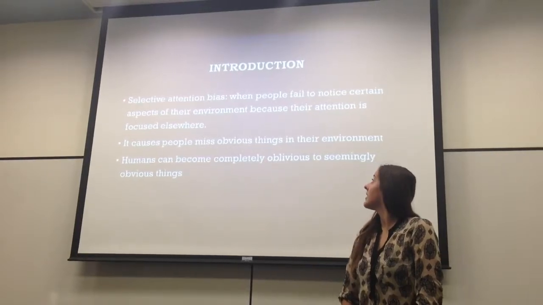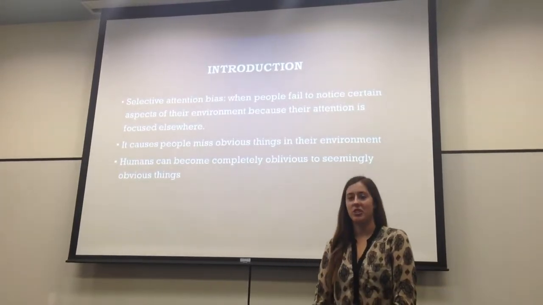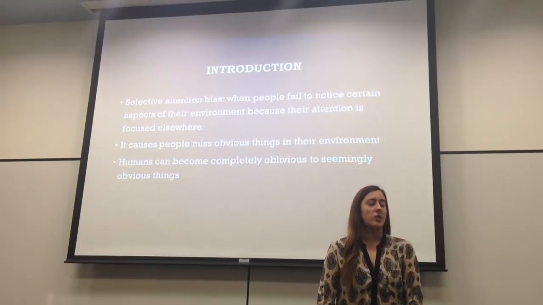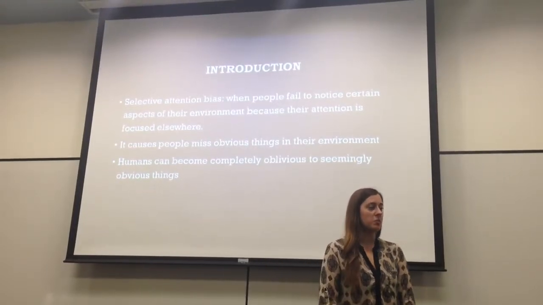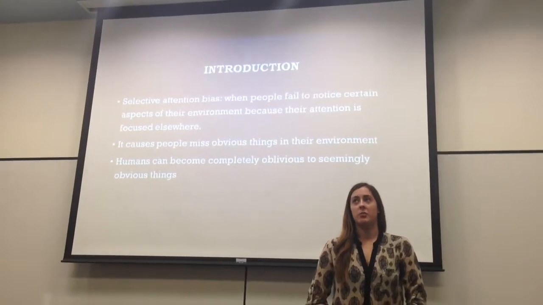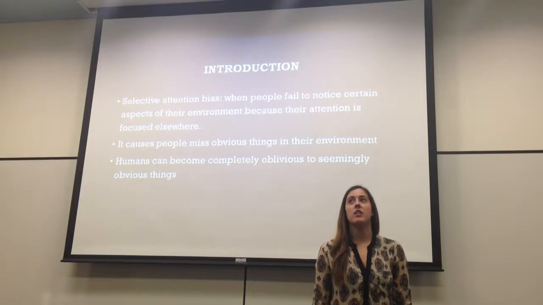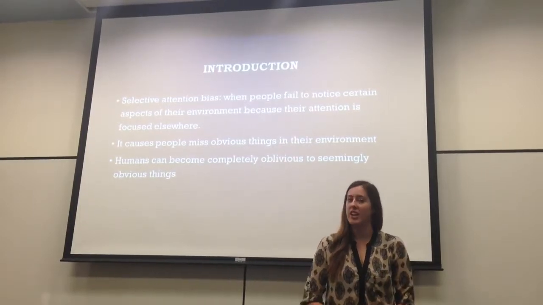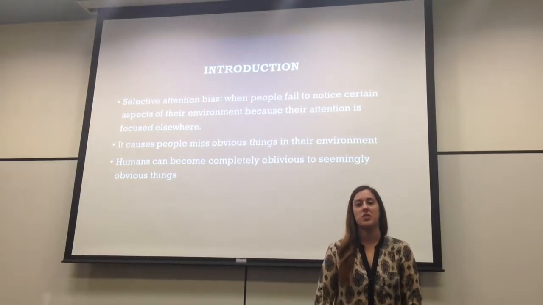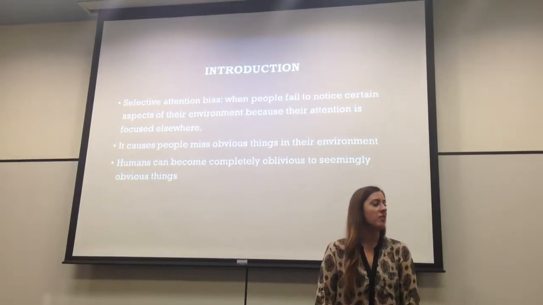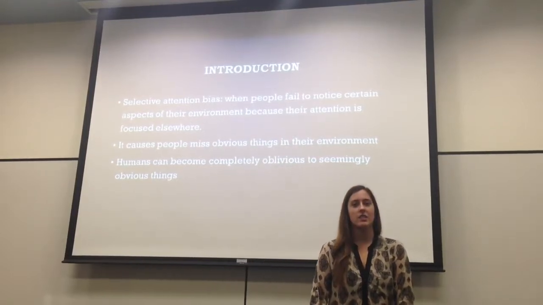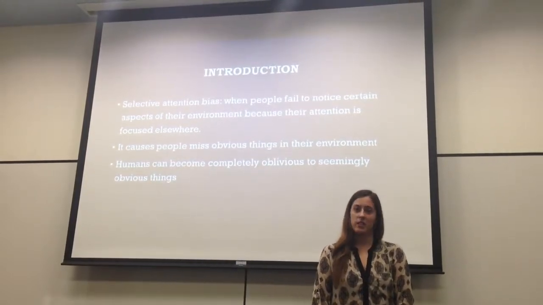Selective attention bias: when people fail to notice certain aspects of their environment because their attention is focused elsewhere. It causes people to miss obvious things in their environment. A study that we looked at showed how participants would not notice things when they were talking on their cell phone and had other distractions, so this can lead to problems with talking on your cell phone and driving a car. And humans can become completely oblivious to seemingly obvious things. This is another aspect of selective attention bias.